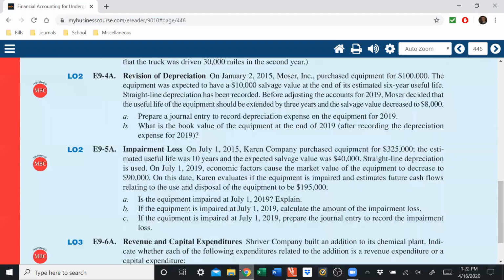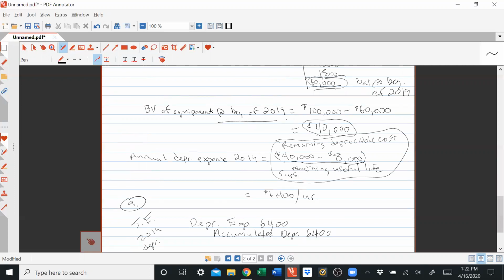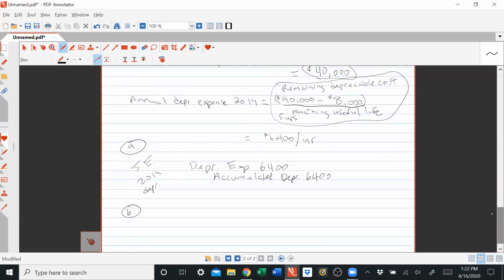For part B, what is the book value of the equipment at the end of 2019? The book value at the beginning of 2019 was $40,000. After recognizing $6,400 of additional depreciation expense during 2019, the book value at the end of 2019 is just the book value at the beginning of 2019 minus the depreciation expense we recognize in 2019, or 33,600.